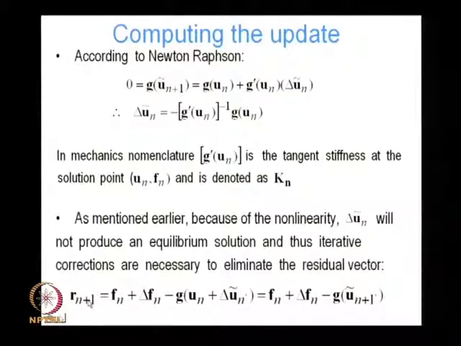So, my residual vector r n plus 1 is my new force, which is F n plus delta F n, that is F n plus 1, minus G at u tilde n plus 1, which is u n plus delta u tilde n. I have just represented this u n plus delta u tilde n as u tilde n plus 1.